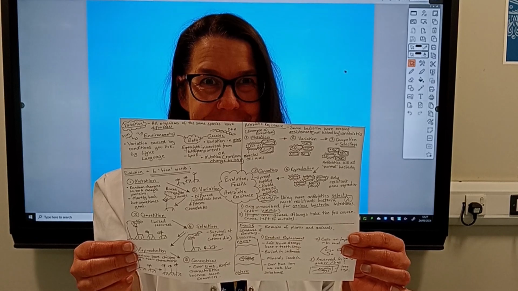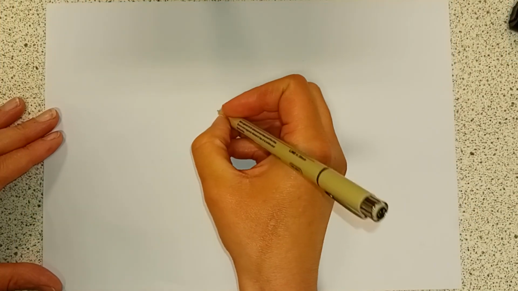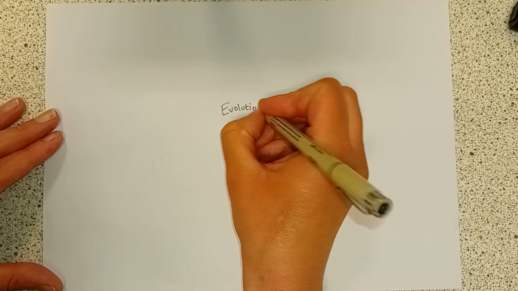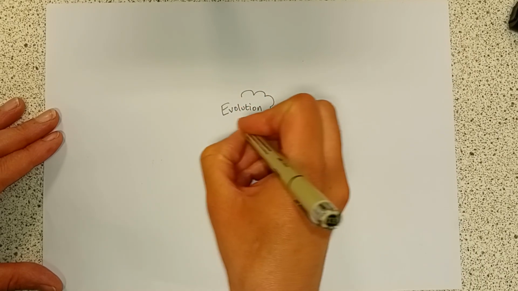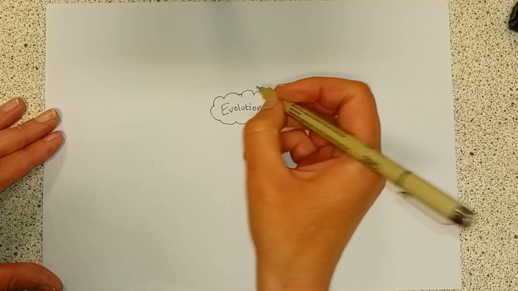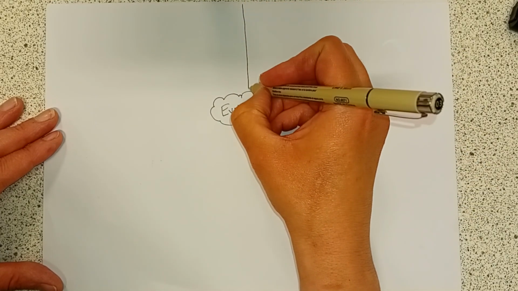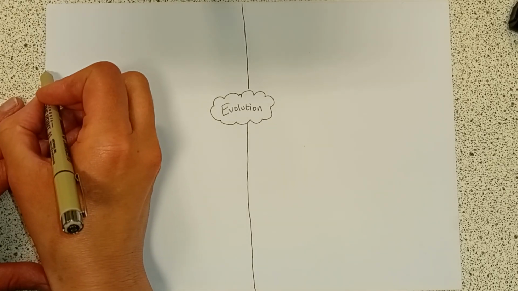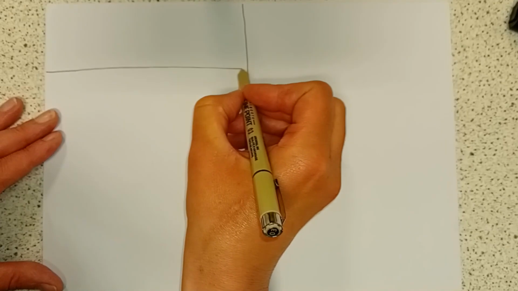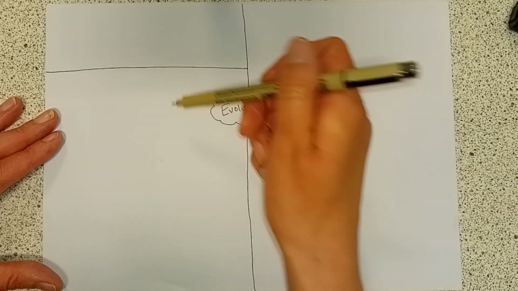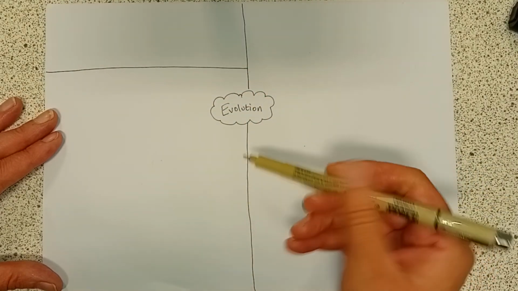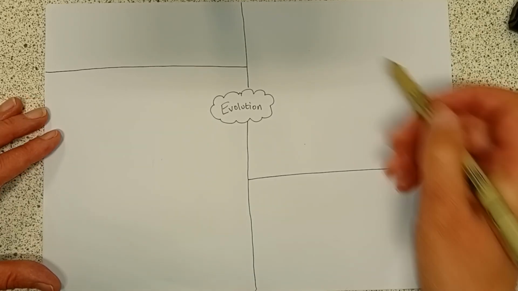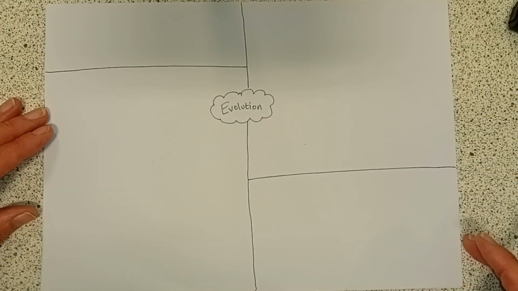So let's get started. As always, I'm going to start with my title in the middle, which is evolution. I'm going to divide the page in half. And then I'm going to have a short section at the top, probably about a quarter, maybe a bit less than a quarter. And I've got a nice long one here. And this side I'm going to divide into a third and two thirds, so a slightly bigger section there and a slightly smaller section there.